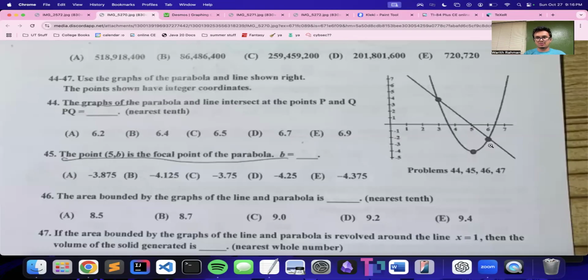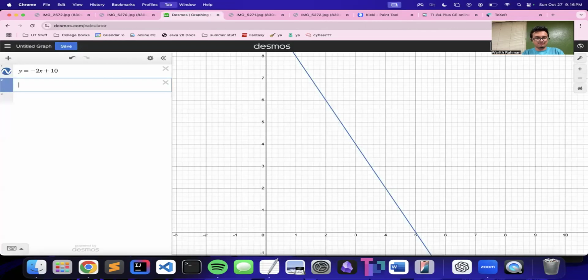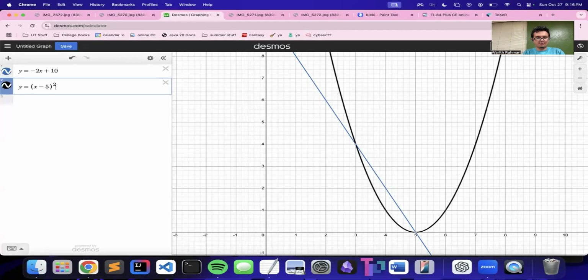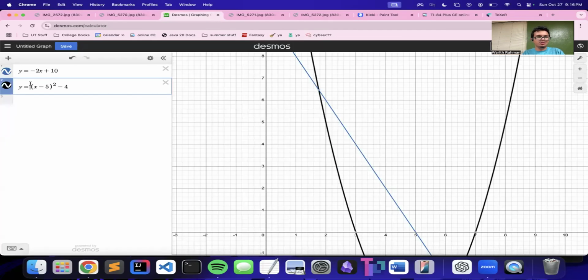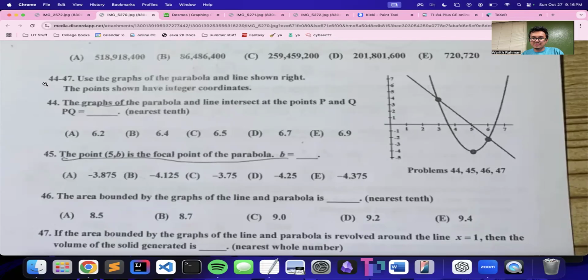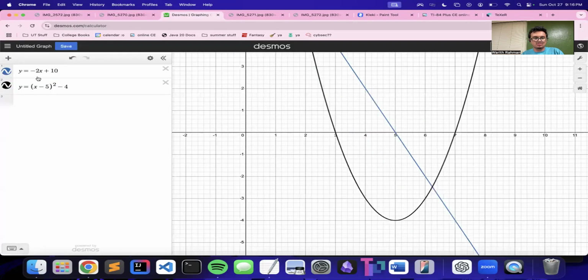Now, you could use quadratic regression, but another way you can do it: you have 5, negative 4 as the vertex. 5, negative 4 is the vertex. And then there should be some constant here so that the point 6, negative 2 is on it.